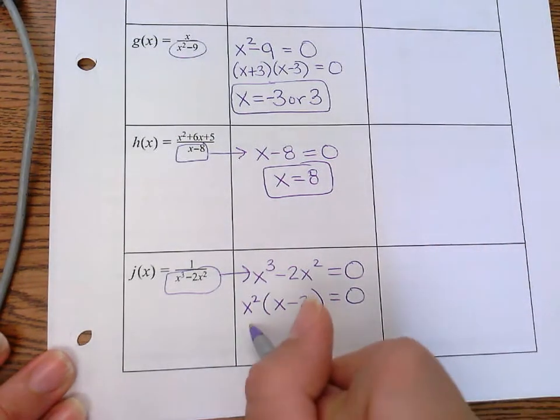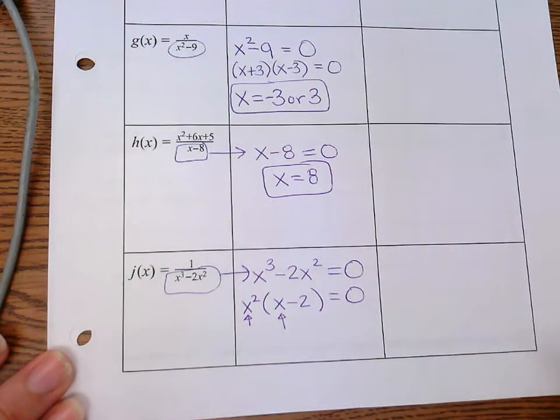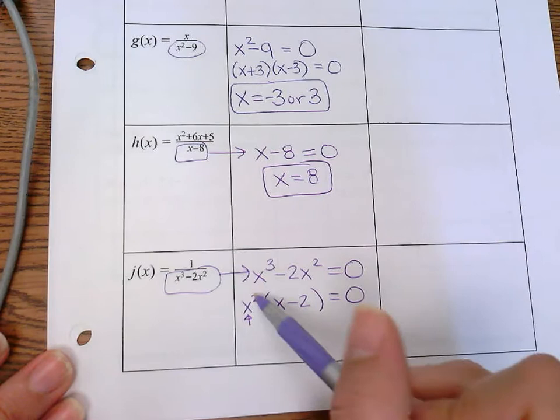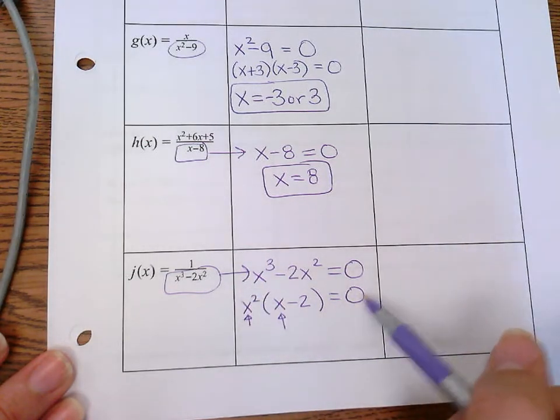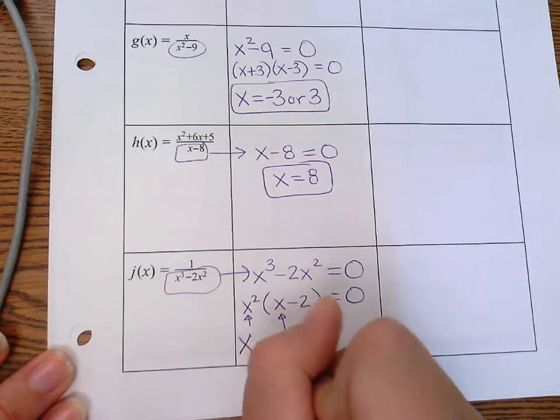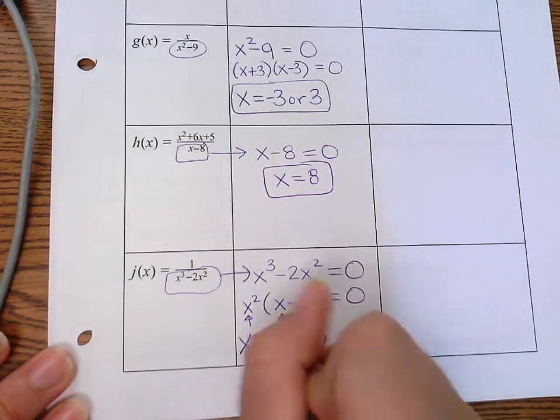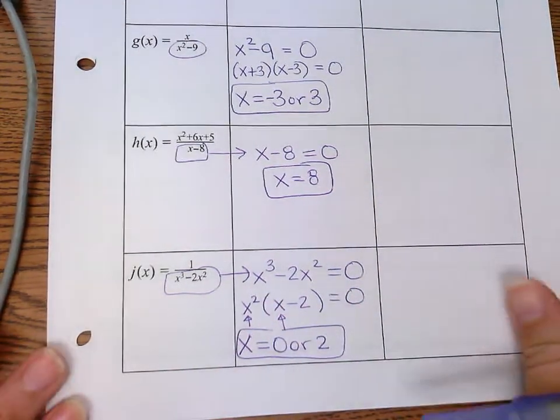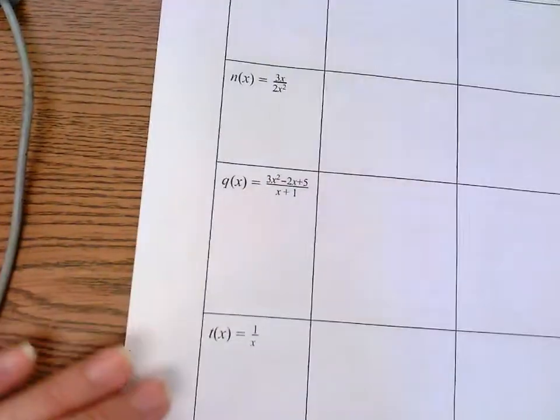So what are my two possible vertical asymptotes? 0, right? Because 0 times anything is 0, and 2, because 2 minus 2 will give me 0. So x equals 0 or 2 would be my vertical asymptotes. I'm going to stay on the roll here of vertical asymptotes and go to the back page.